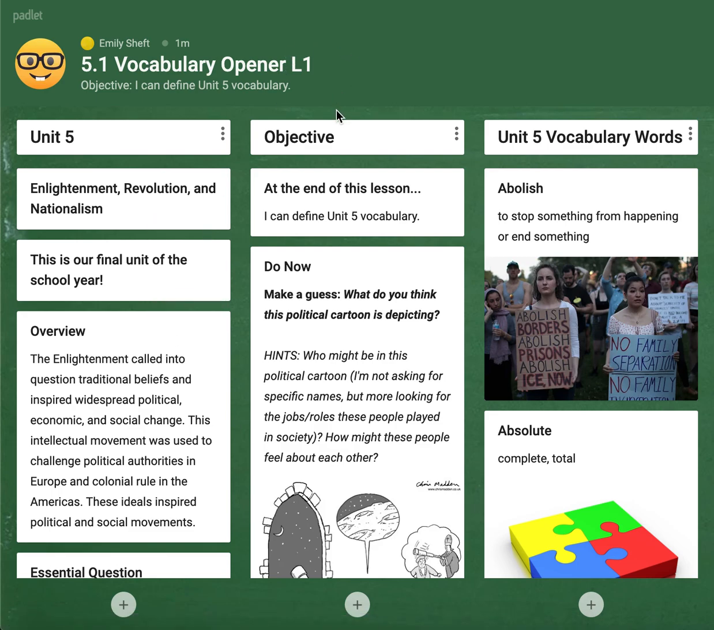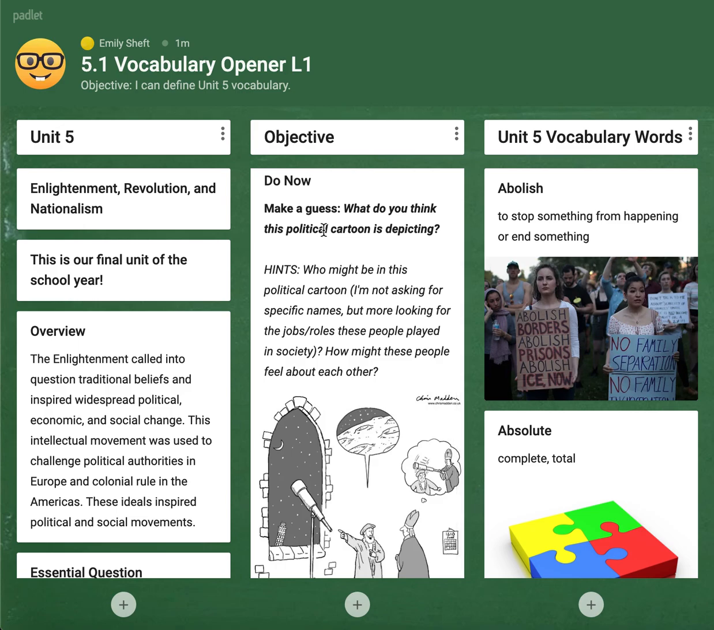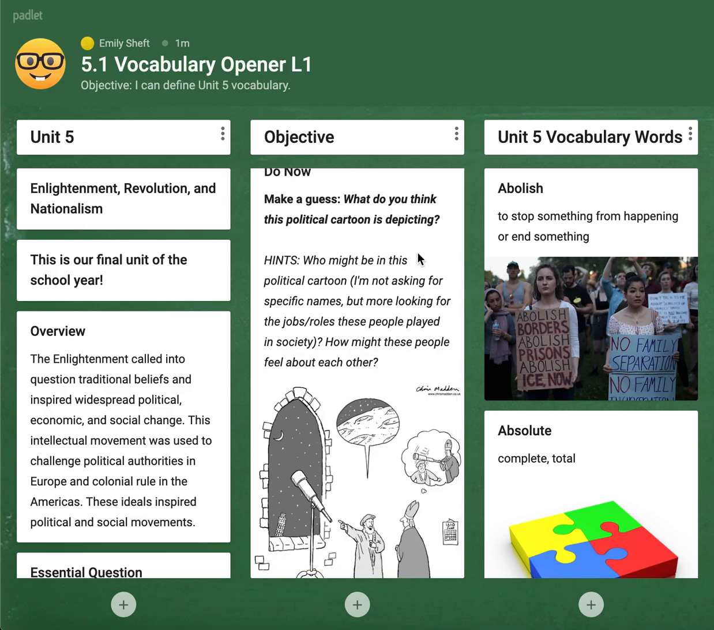So we're going to start off Unit 5, as we always do, with some vocabulary. But hopefully you've now made it here because you've answered our do now question, which was make a guess. What do you think this political cartoon is depicting? And then I have some hints. Who might be in this political cartoon? I'm not asking for specific names, but more looking for the job or roles these people played in society. How might these people feel about each other?